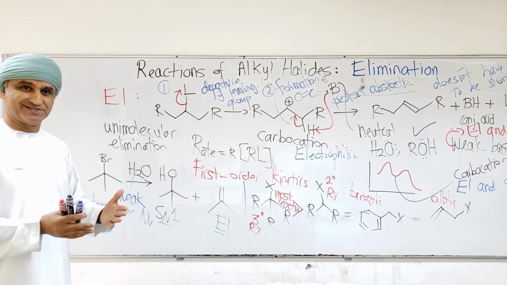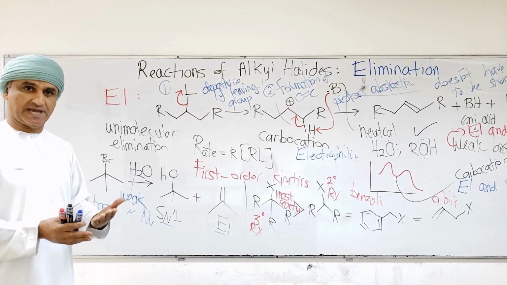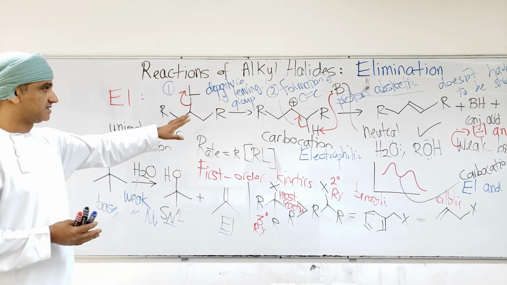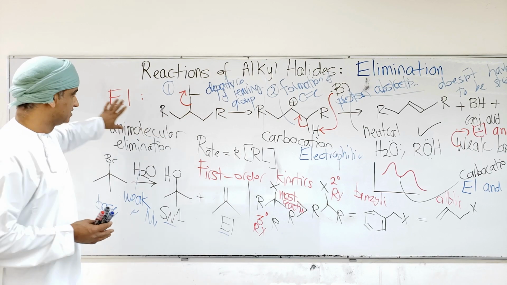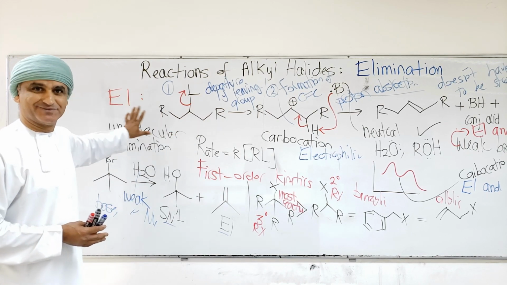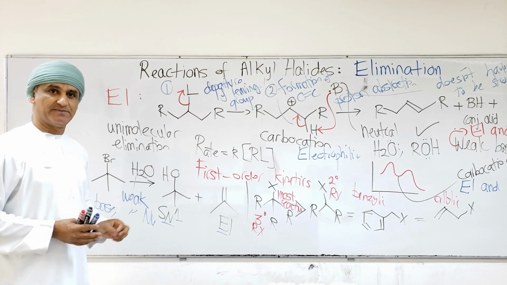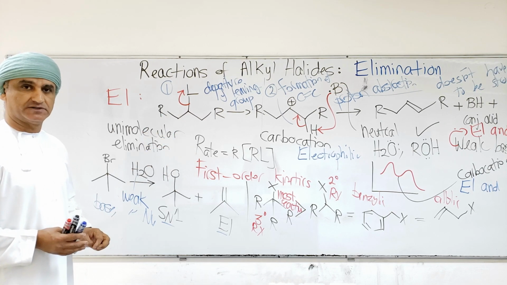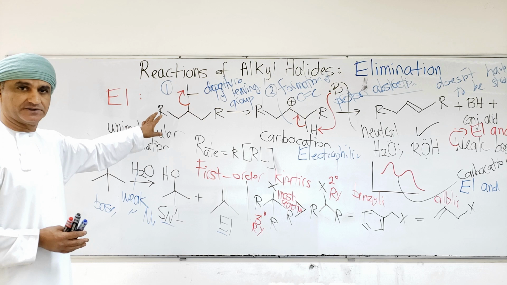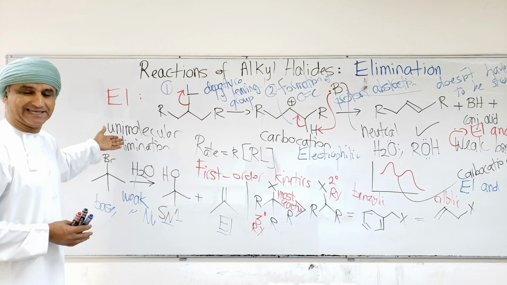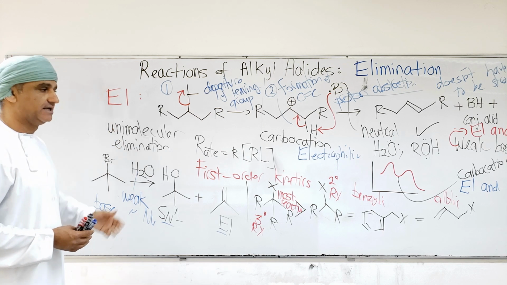So if a weak base is used, then probably a mixture of SN1 and E1 products is obtained. And because the mechanism goes through a carbocation intermediate, the rate of the reaction depends only on the concentration of the alkyl halide or the substrate. It's therefore first order kinetics. It's unimolecular elimination, or E1 elimination.